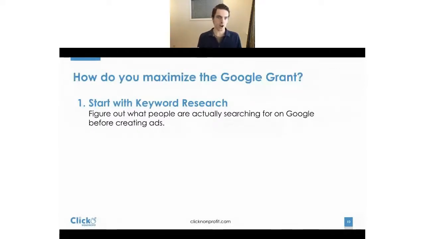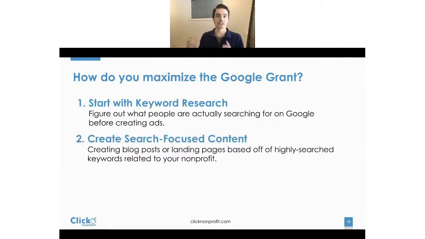First off, it's so important that you start with keyword research. You want to figure out what people are actually searching for on Google before creating ads. Now, if this term confuses you, keyword research, what is a keyword? We're going to dive into that in the next slide, so don't worry about that. Next, after you do the keyword research, the next point is creating search-focused content. Content is so key in this whole process, having valuable content that's focused on the search engine. So you want to create blog posts or landing pages based off of highly searched keywords related to your nonprofit.